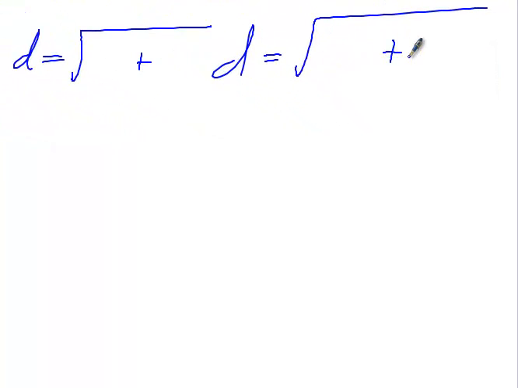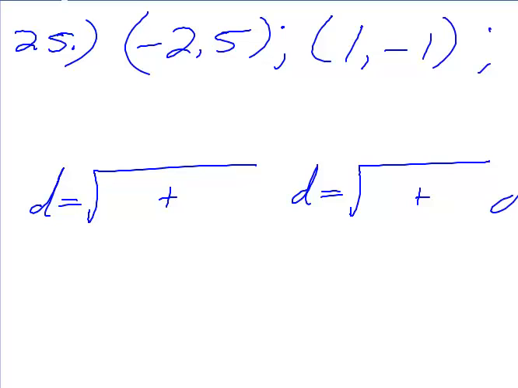So up first, A to B, right? I subtract the x's, square it, subtract the y's, square it. So what's negative 2 minus 1? Negative 2 minus 1. If you owe somebody $2 and you borrow another $1, you owe them 3. So what's negative 3 squared? 9. So that's all I'm doing here, right?